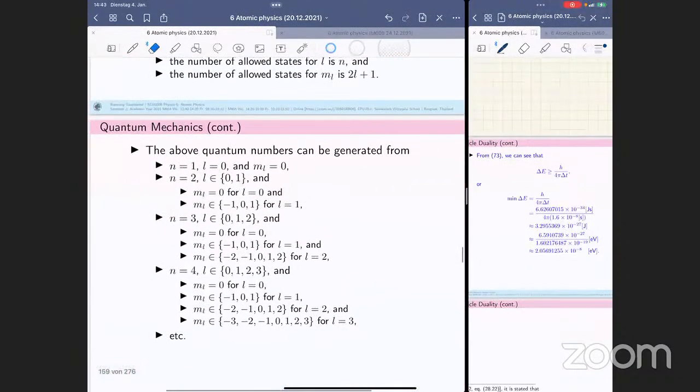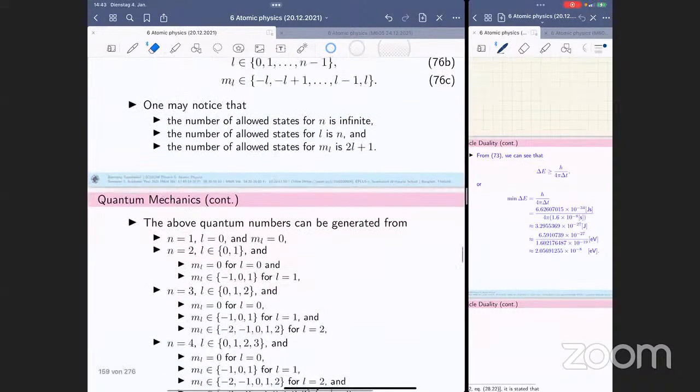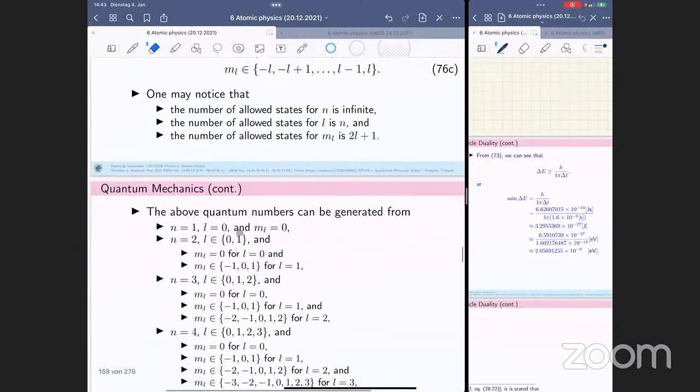Okay, here is another explanation page. For n equal to 1, you can pick only L equals 0 and ML should be 0. So you have only a single quantum state for the case n equal to 1.